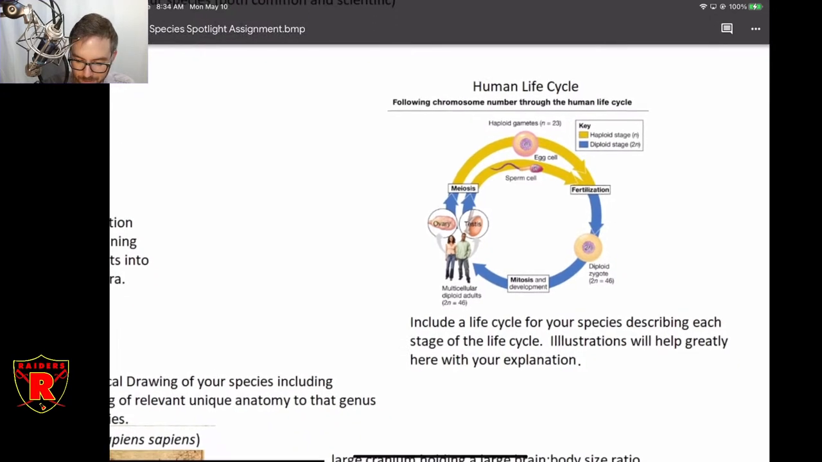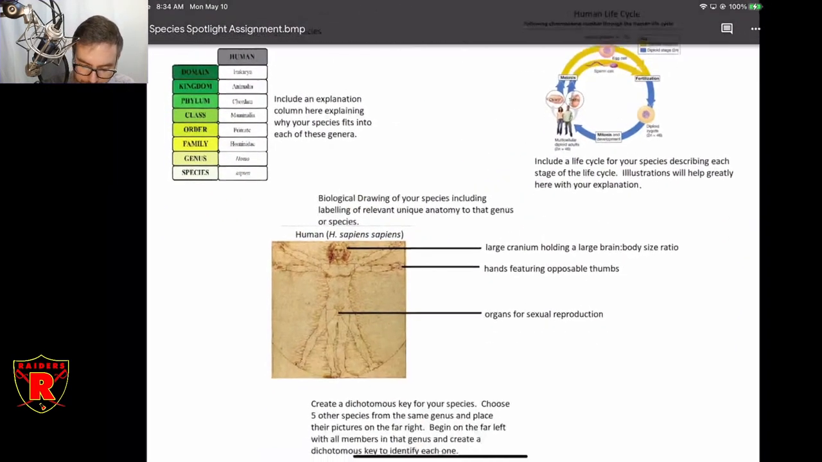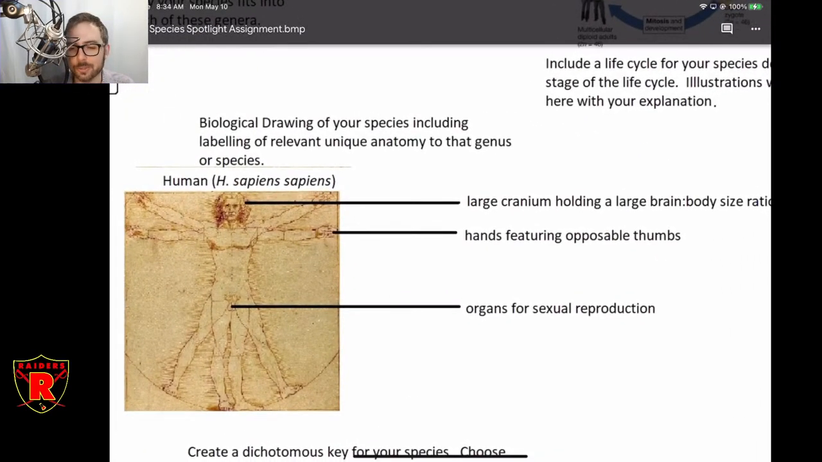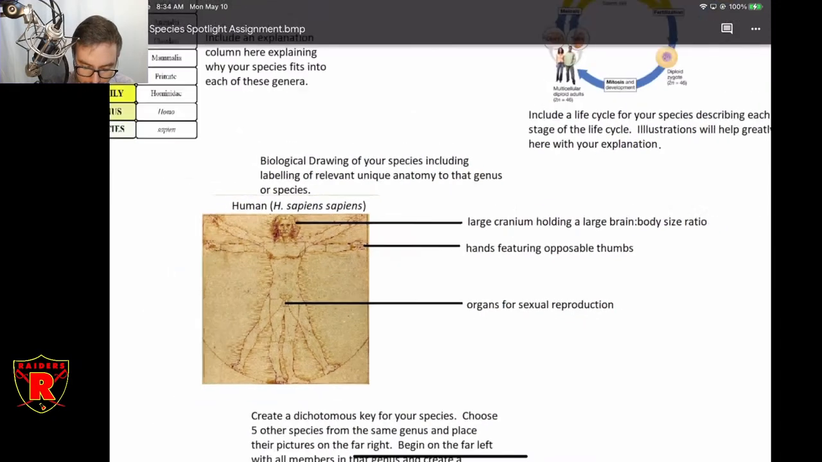Okay, so you're going to discuss the life cycle. So that's part of it. You are going to show me a drawing. Now, I used to get students to draw this. This is a lot harder to do digitally. So don't worry about drawing it. Just find a picture. I would maybe cite where you got your picture.